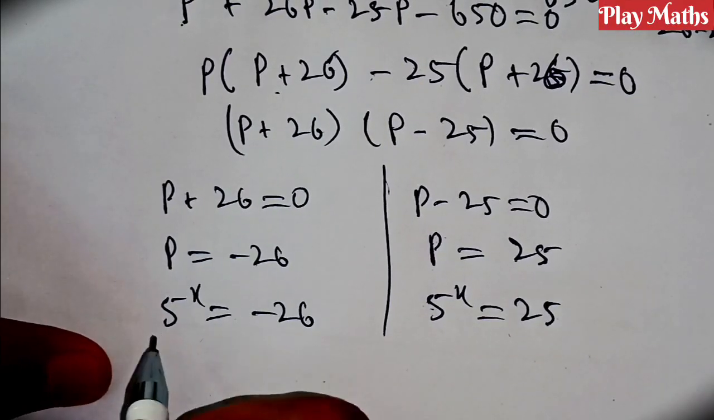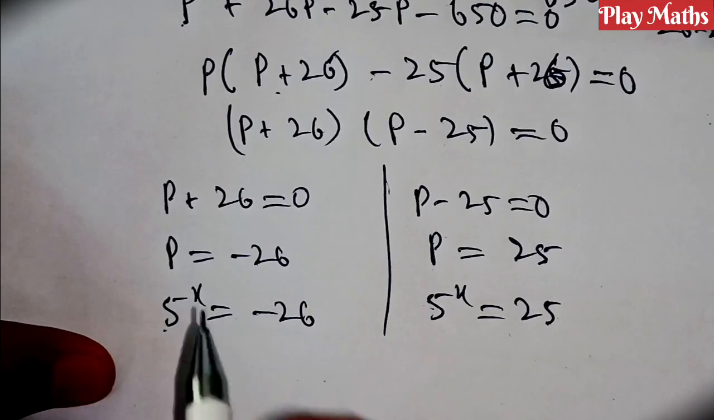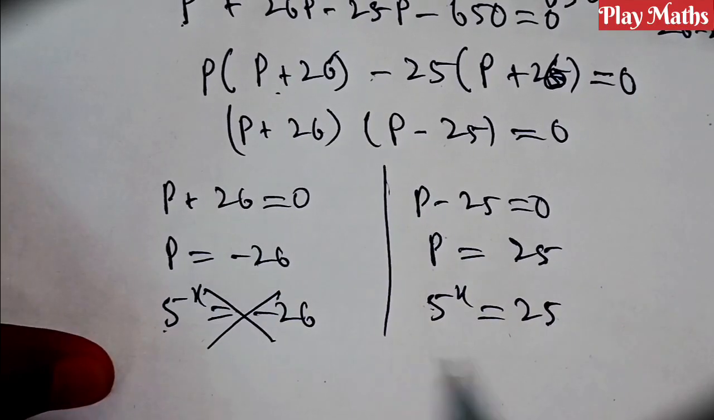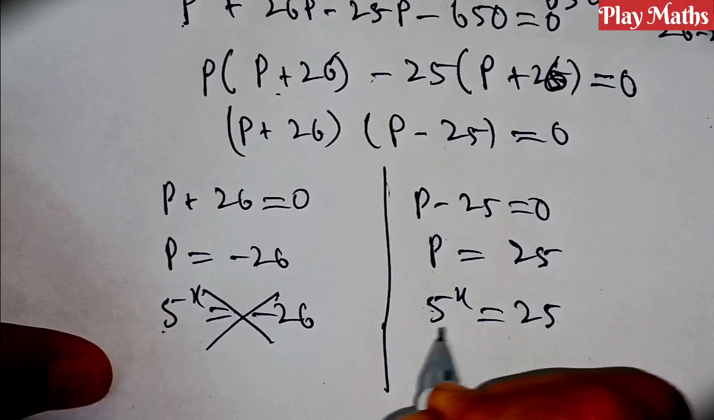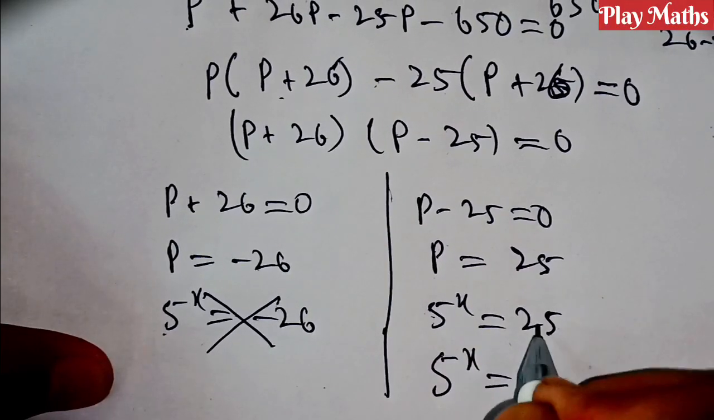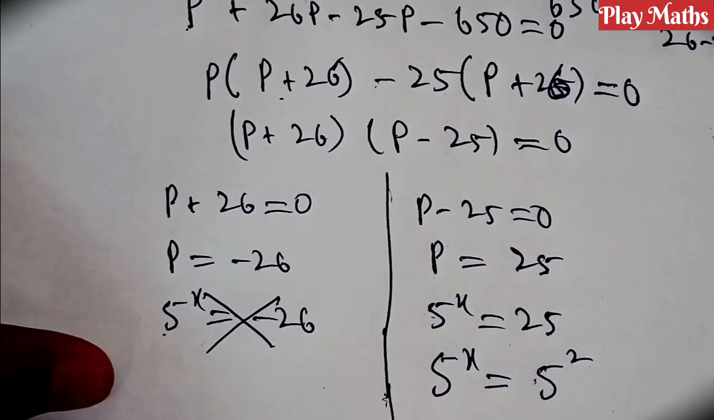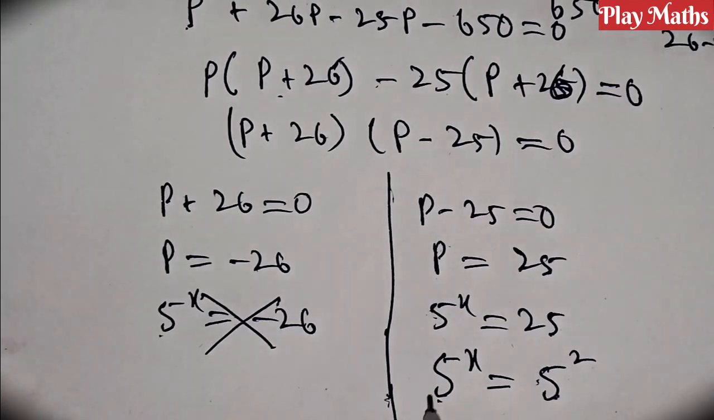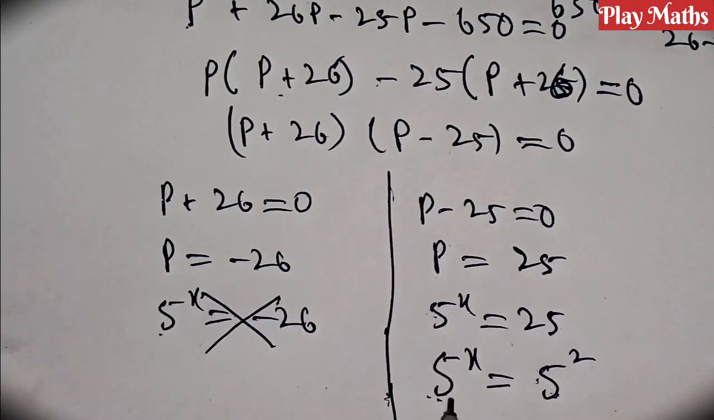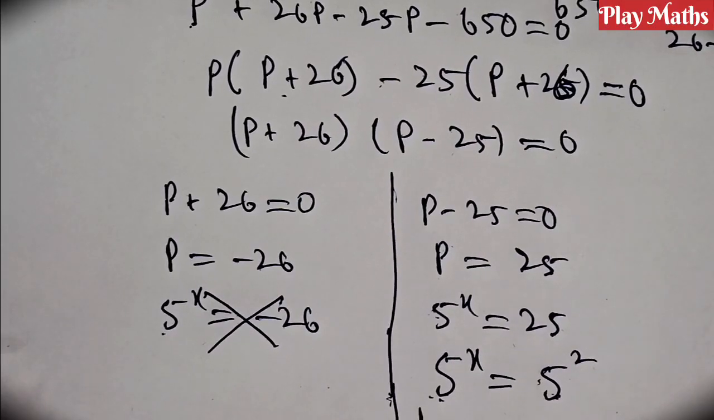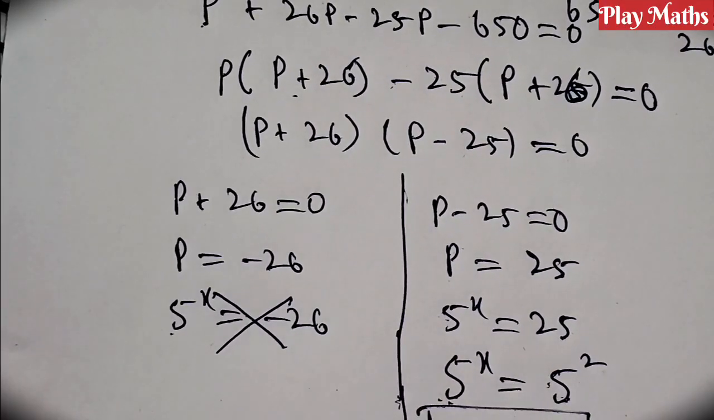Now remember this thing, power of any positive number can never be negative, so this statement is false and is rejected. And on this side, we can write 5^x equal to 25, which is square of 5, that is 5 square. Now we know if the bases on both sides are the same, powers are equal. So x equal to 2, this is the answer. So the value of x is 2.